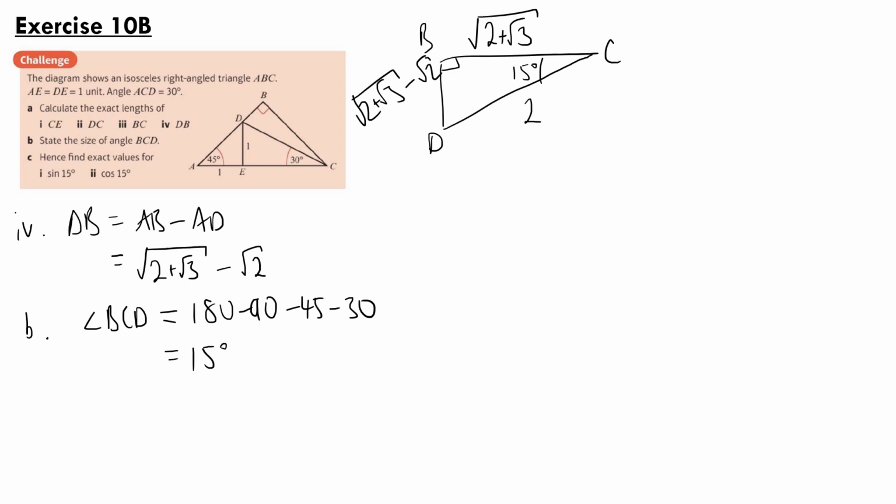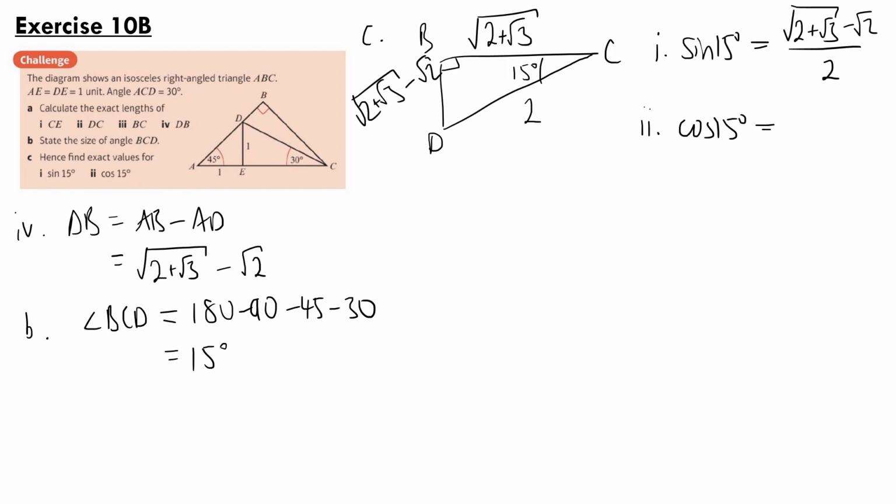And so for part 1, we have sine of 15 degrees is equal to the opposite over the hypotenuse. So the square root of 2 plus root 3 minus root 2 over the hypotenuse, which is 2. And for part 2, cos of 15 degrees is equal to the adjacent over the hypotenuse. So the square root of 2 plus root 3 over 2. And that is our final answer.